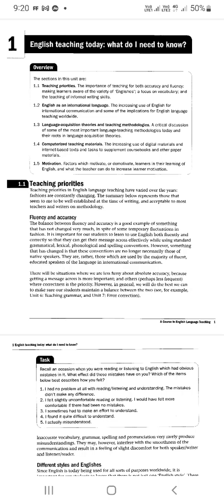Wrong word choice, vocabulary, grammar, spelling, and pronunciation very rarely produce misunderstandings. They may, however, interfere with the smoothness of the communication and will result in a feeling of slight discomfort for both speaker/writer and listener/reader. Different styles and Englishes.